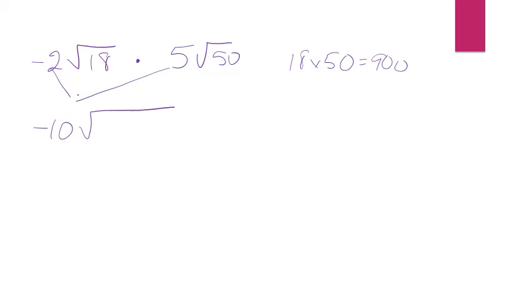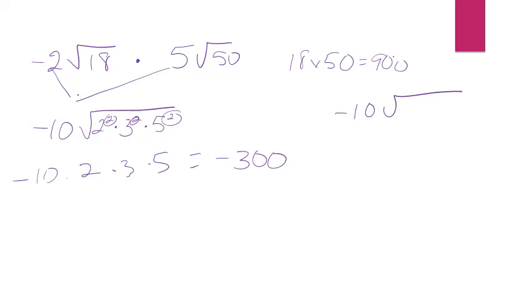The prime factorization for 900 is 2 squared times 3 squared times 5 squared. So all of those numbers have squares, so we can literally bring them out. We have negative 10 times 2 times 3 times 5, which is going to equal negative 300. We can also look at it this way.